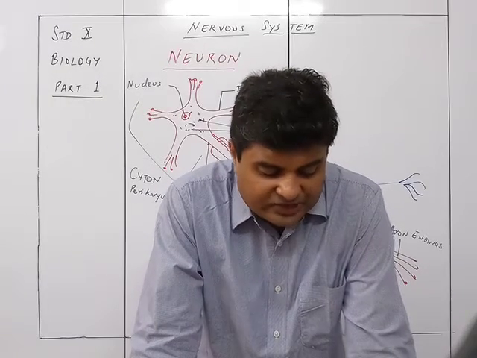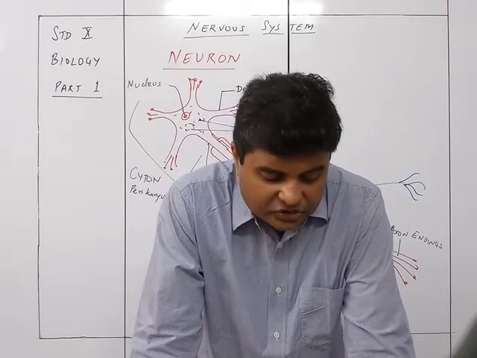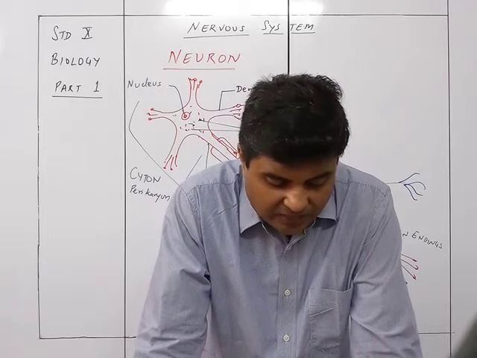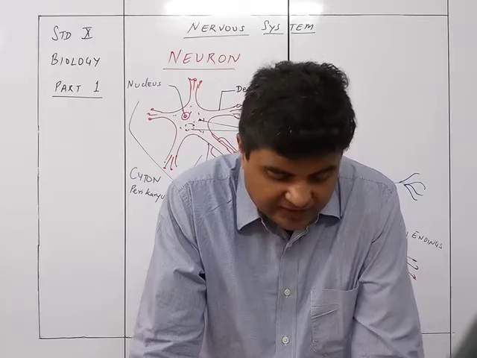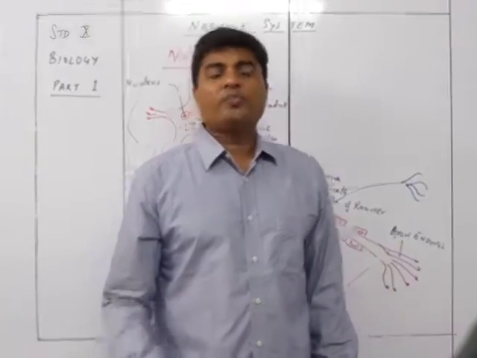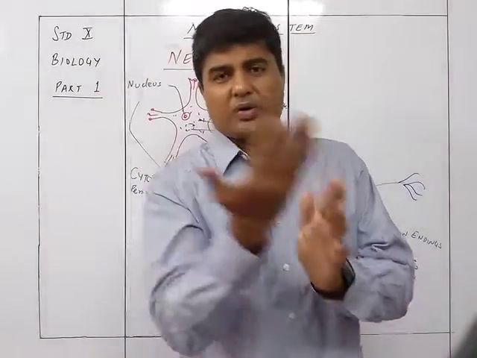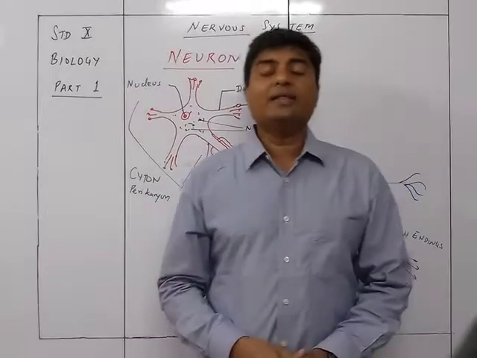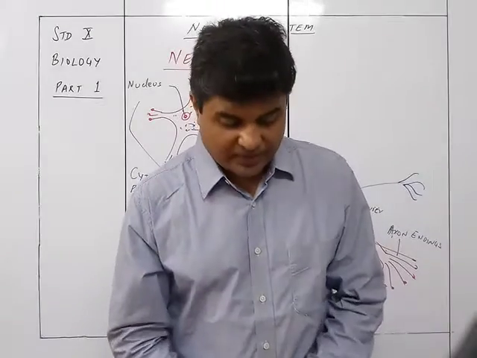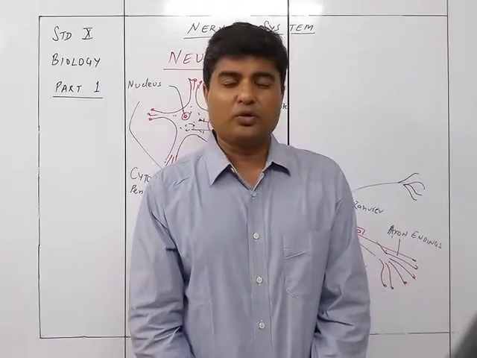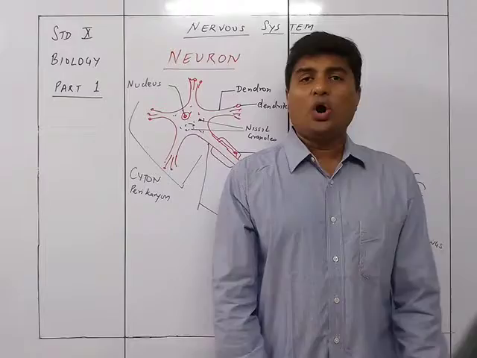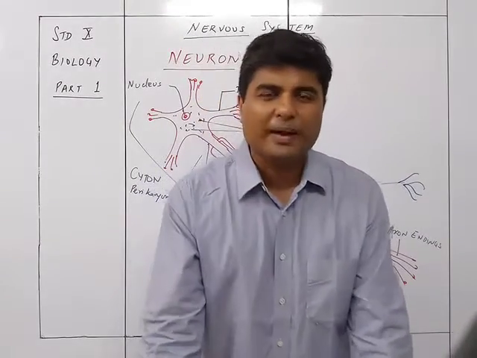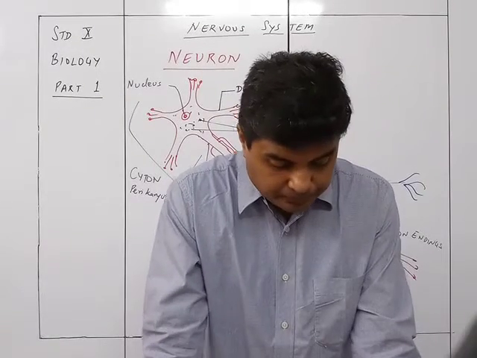In most neurons, the axon is surrounded by a white insulating sheath known as the myelin or medullary sheath, which is covered by an outer thin sheath called the neurolemma. So the axon is covered by a myelin sheath, and on top of the myelin sheath there is one more covering, and that is called the neurolemma. So there are two protective, insulating layers on top of the axon. One is the myelin sheath, and on top of the myelin sheath is the neurolemma.